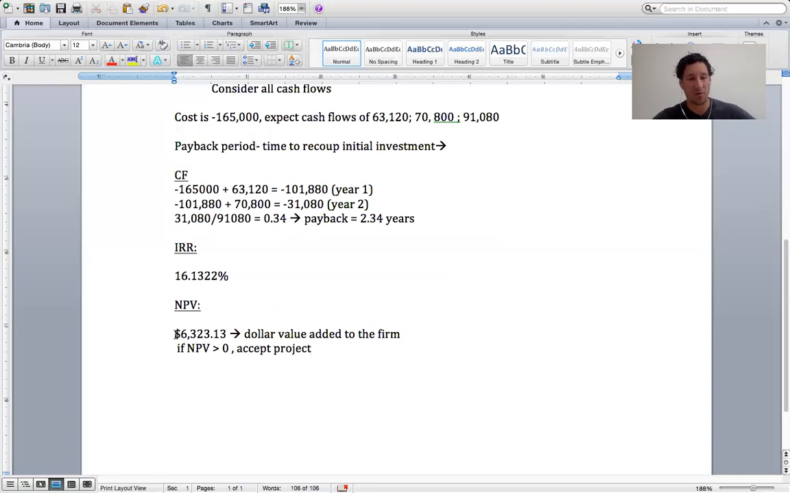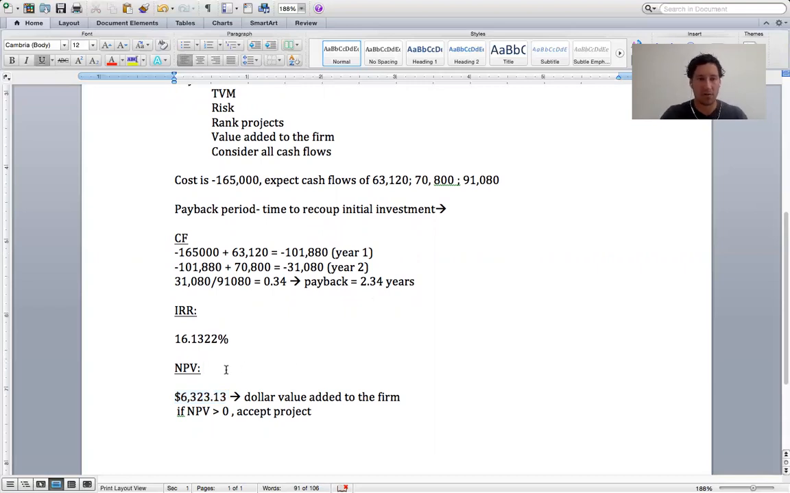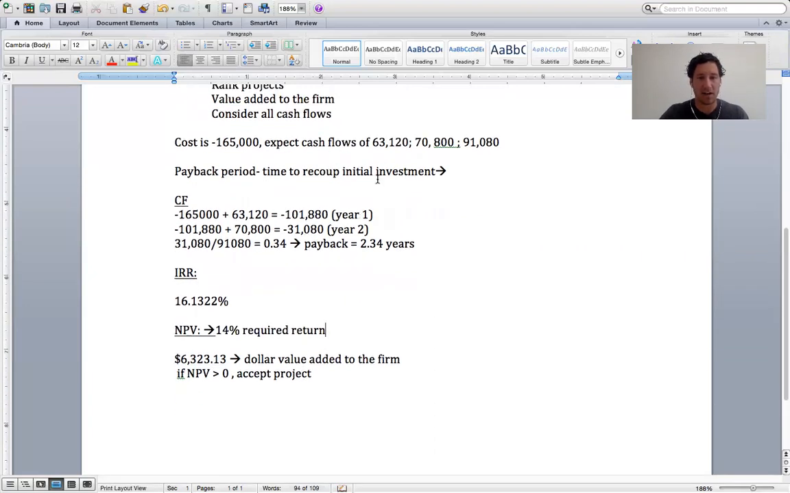So does this mean we're only getting $6,300 in return after all of these cash flows? No, because remember our discount rate here, our required return, was 14%. So this means we're discounting each of these cash flows back to today at a 14% rate. After we do that for each one, subtract your initial cost, and this is what's left over.